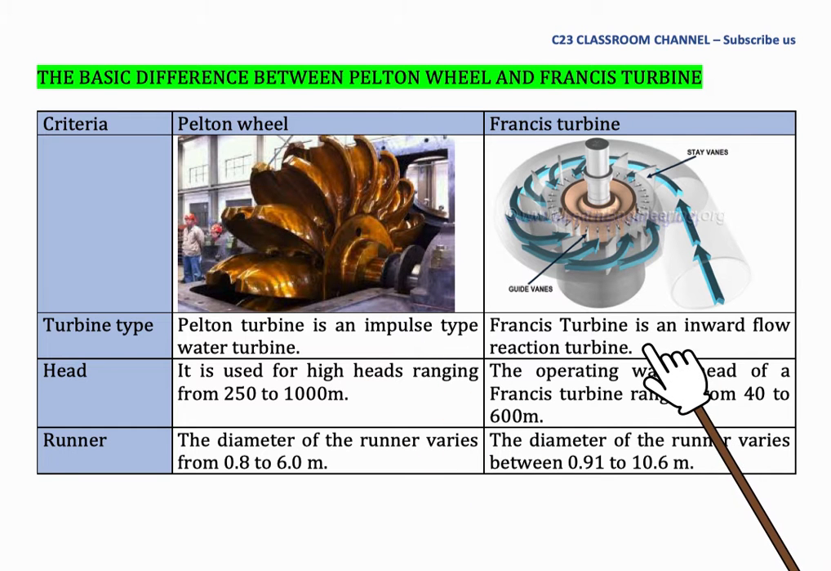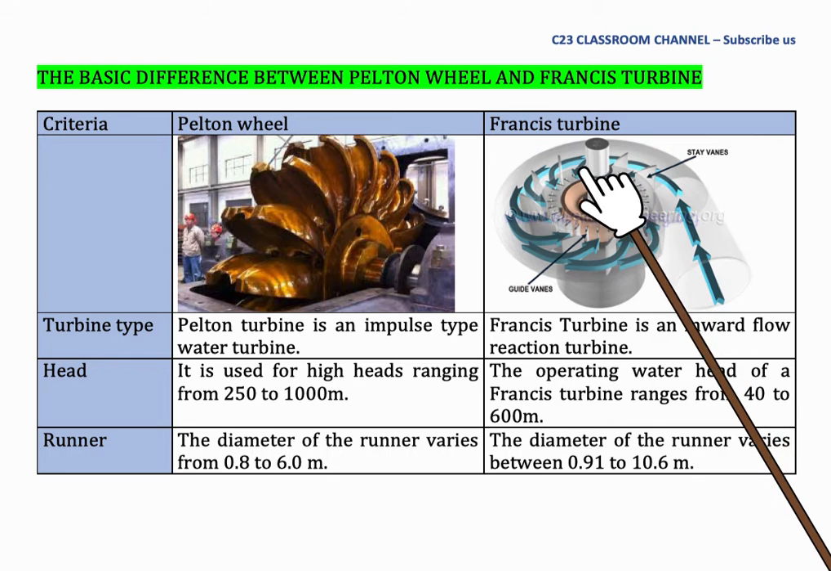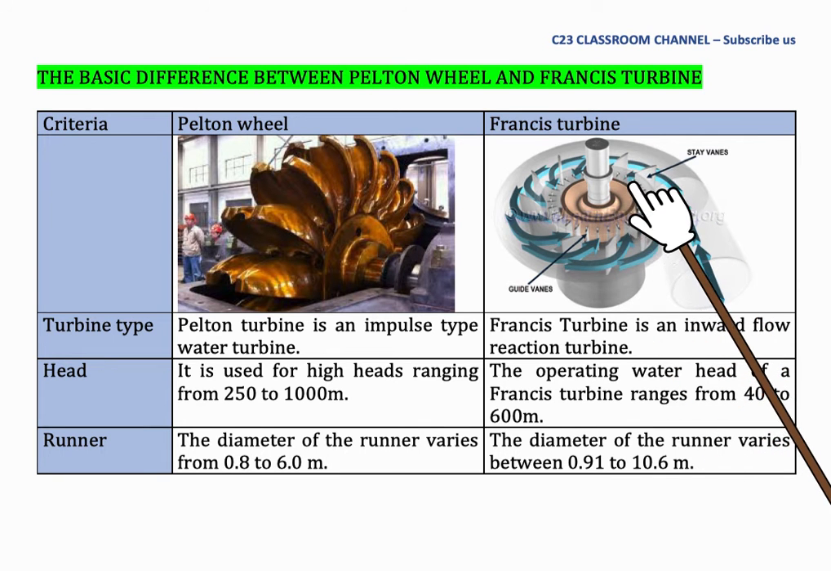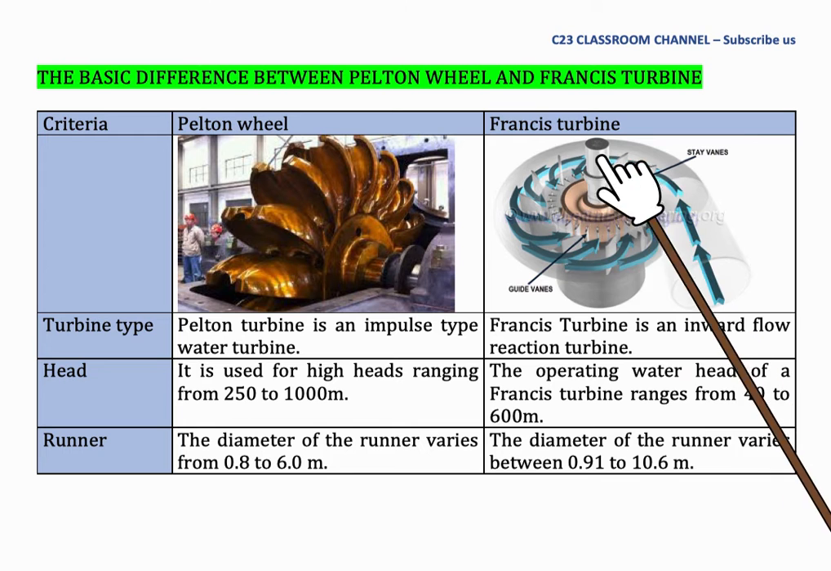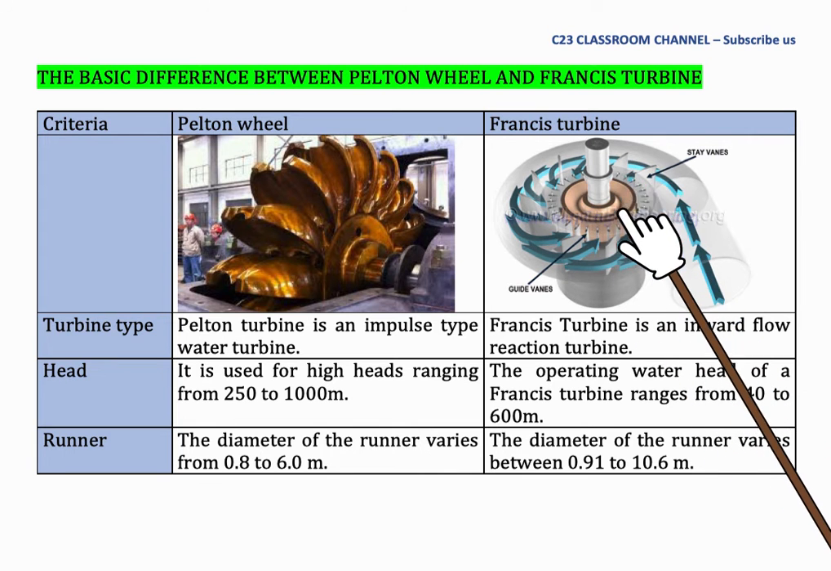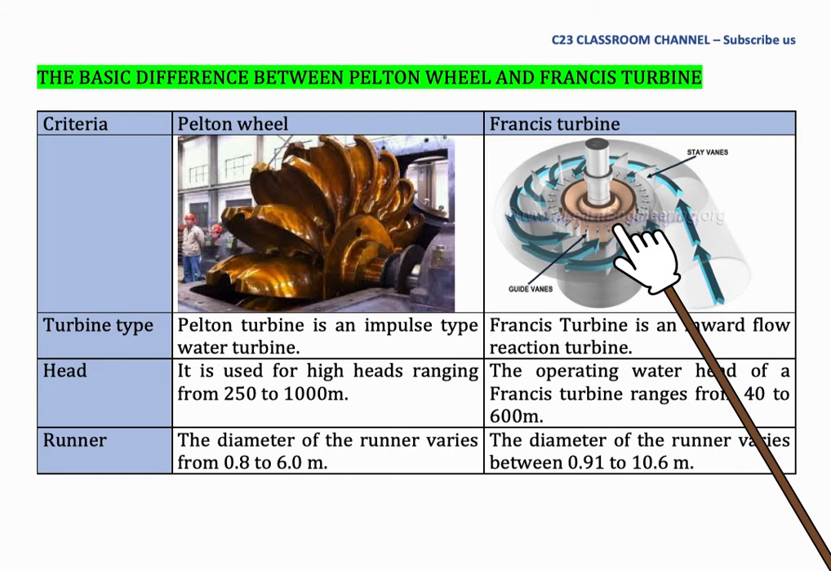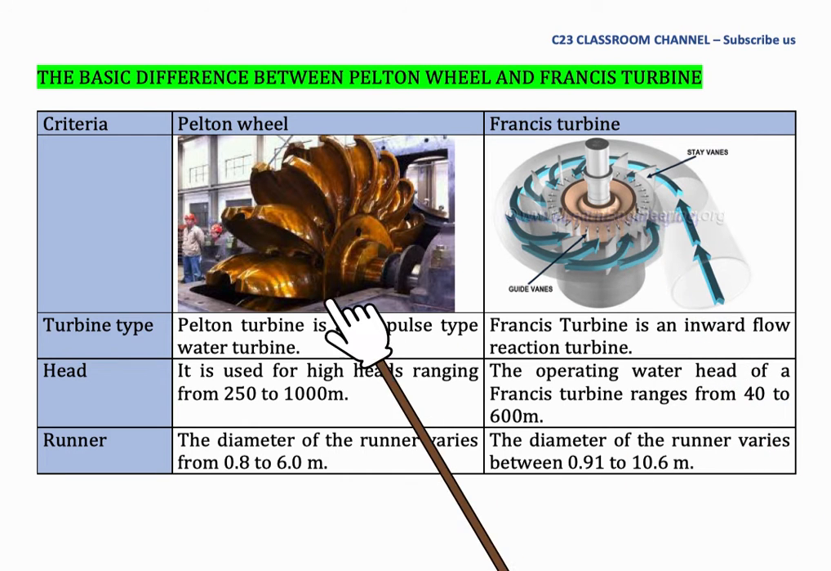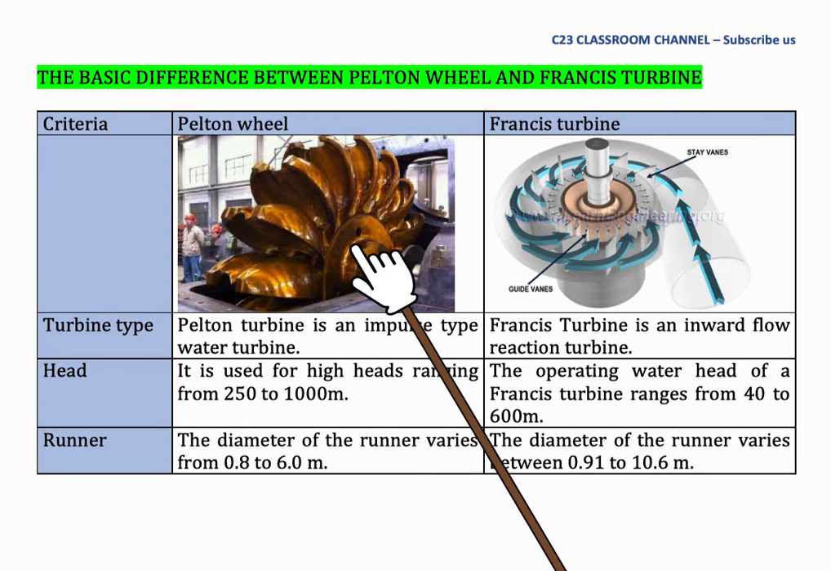And the reaction turbine means all the blades here will contact with water, and with the idea of action and reaction, the water will flow around this area and rotate the turbine, so it creates the action and reaction. So we call this a reaction turbine, and this is an impulse turbine.